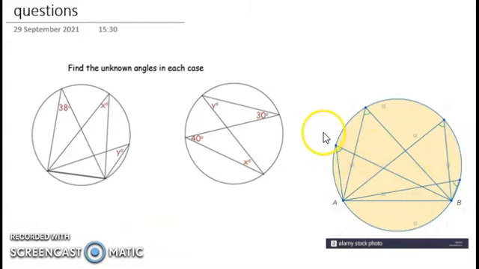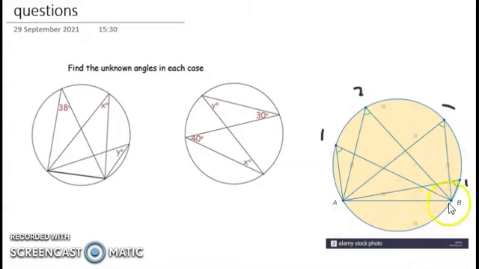The number of angles being subtended, it does not matter. So here we have 1, 2, 3, and 4 angles. Since they are all subtended by AB, these angles are all equal. So for instance, if the angle A1B was 35 degrees, it means that this angle is also 35 degrees, this one is 35 degrees, and this one is also 35 degrees.